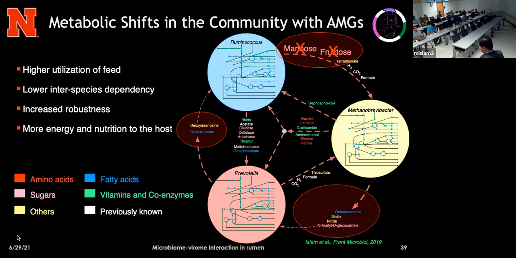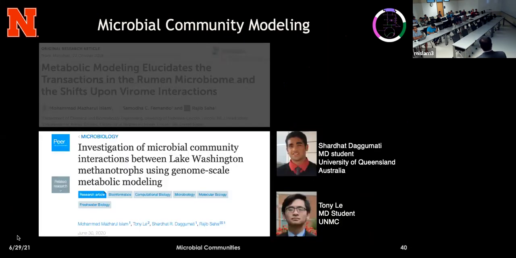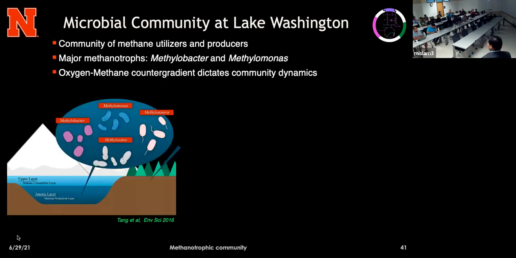So this is where this project ends, and then I'll focus on another community work where we looked at the freshwater lake methanotrophic ecosystem. This was a combined work of me and two other very talented students, Tony and Shardar, this year, and they are now MD students in different places. So, like any freshwater lake in the world, Lake Washington harbors methanotrophs and methanogens, and their community dynamics change depending on the methane-oxygen counter gradient in the anoxic sublayer.